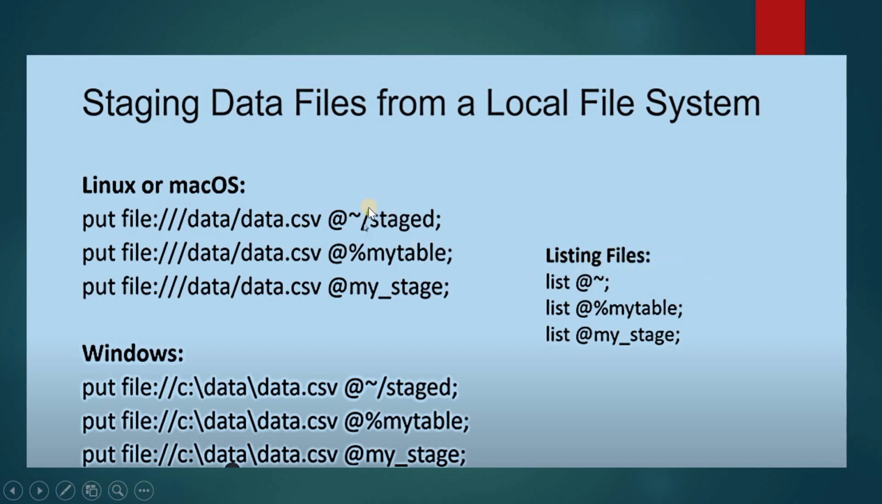Okay, suppose that I want to list the user stage files, then you have to use this command. And suppose that you have uploaded this data.csv into the table stage. For accessing the table stage, you just give list @ my table. And for a named stage, suppose that this data.csv is in the named stage, you just give list @ my stage name.